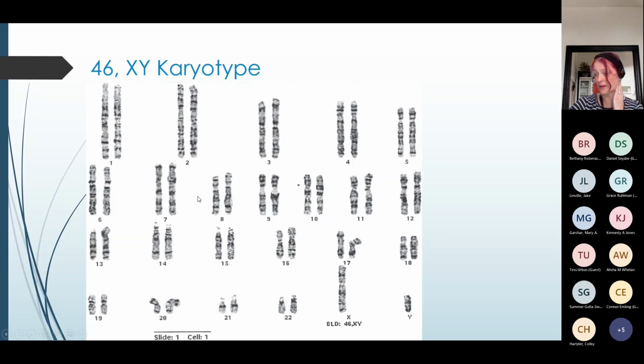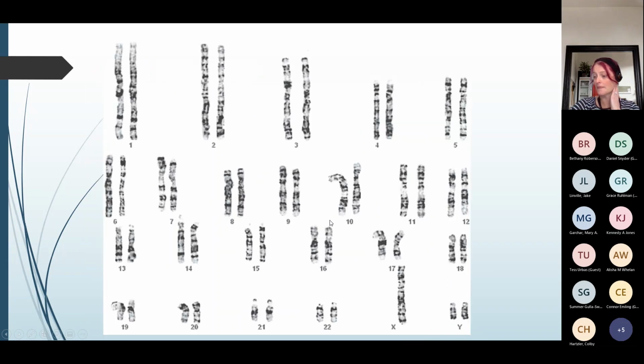Okay, so this is a normal karyotype. We have 2 copies of everything, right? And then we have an X and a Y. So the karyotype would be 46,XY, and that would be a normal male. Can anybody give me the karyotype of this slide?